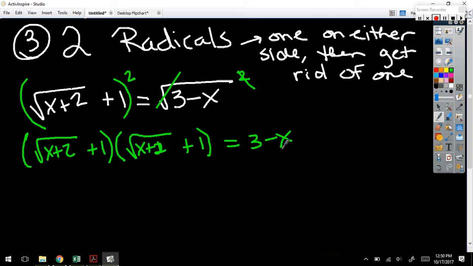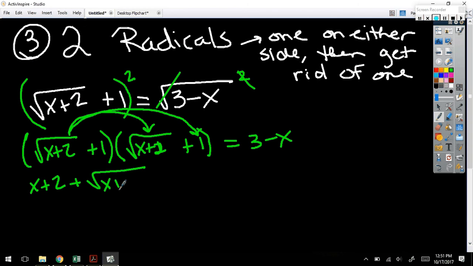Remember how we had double FOIL problems? Sometimes we have double radical problems too. Watch what happens. The square root of x plus 2 times the square root of x plus 2 is x plus 2. Multiplied by itself, both of them under a radical is x plus 2. Then square root of x plus 2 times 1 is the square root of x plus 2.